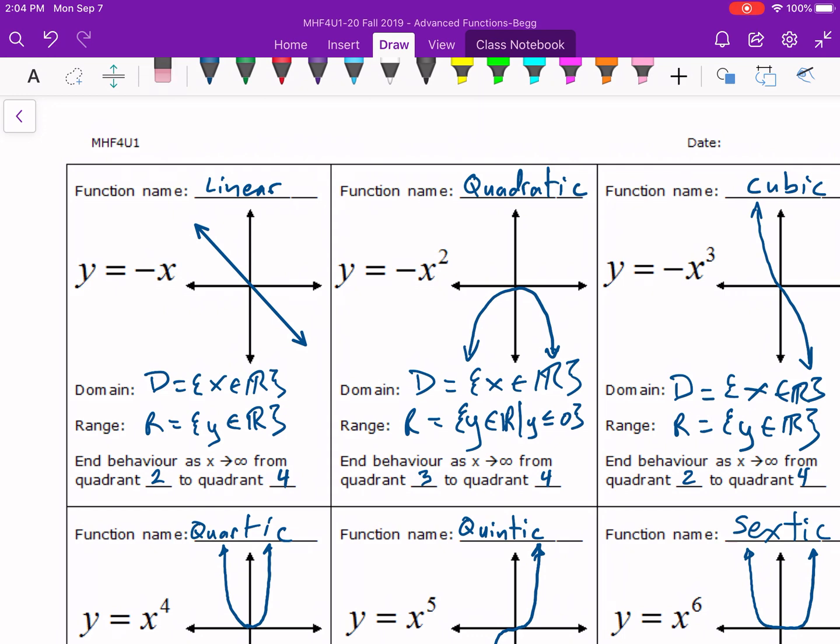But now, as far as the end behavior goes, we're again starting on the left and going to the right. We're going from quadrant 2 to quadrant 4, right? So there you have it.